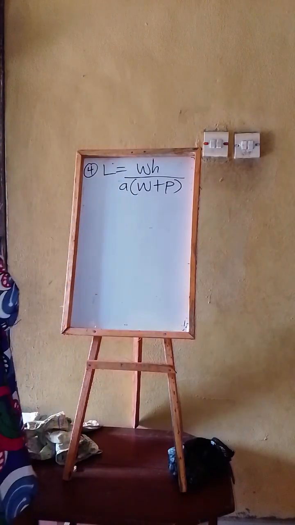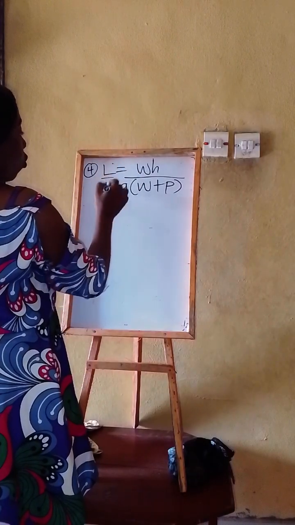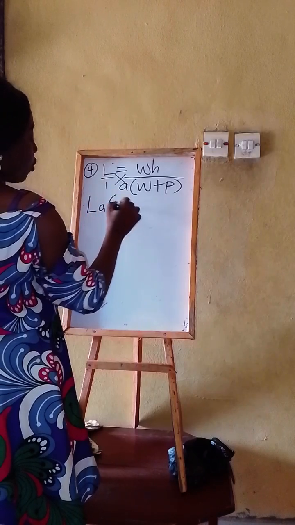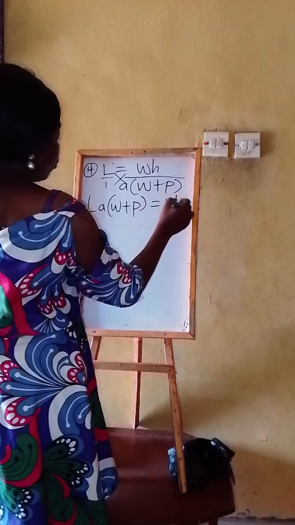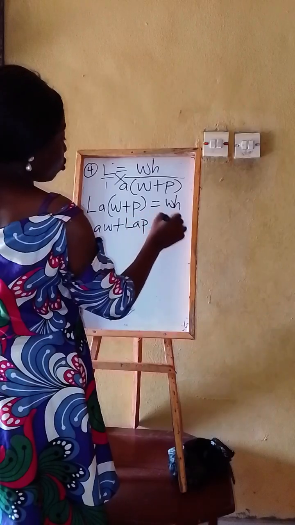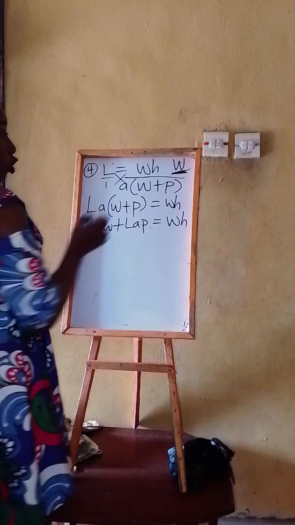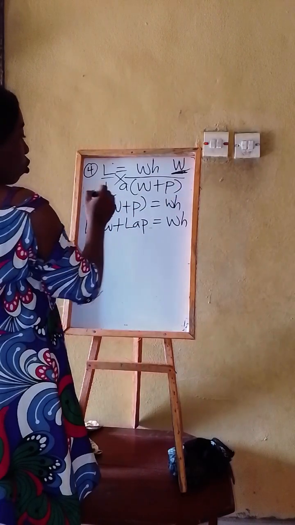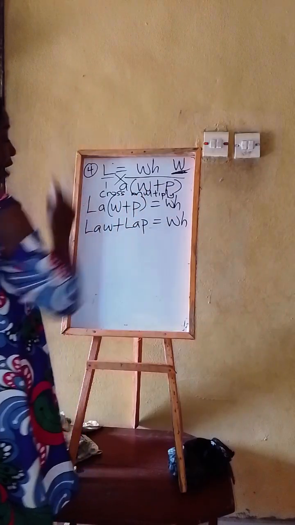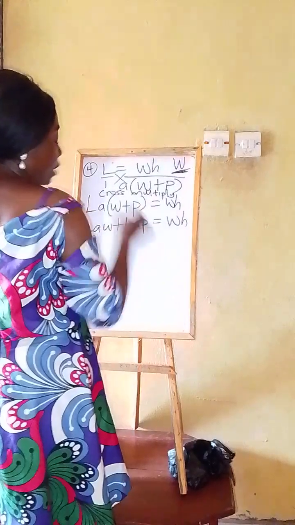We are going to make W the subject of the formula. So what do we do? The first thing to do is cross multiply. We have LA into brackets W plus P equals WH. So we have LAW plus LAP equals WH. Note, we want to make W the subject. The first thing is to cross multiply.